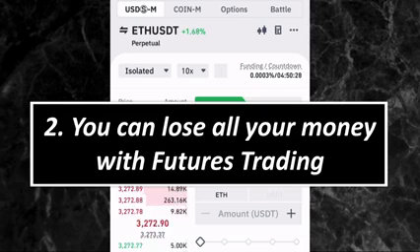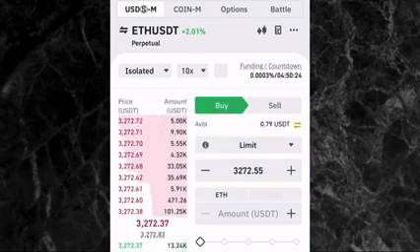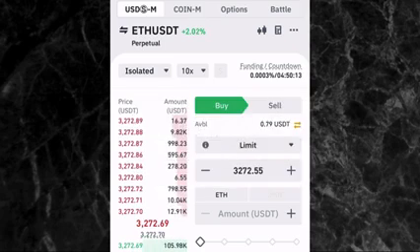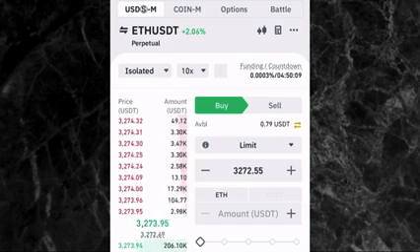And I always tell people that you need to be conversant with spot trading before you can go into futures trading. Number three is futures trading is only for experienced traders. Now what I mean by this is if you have never done any kind of trading before, any kind, don't go into futures trading yet. So these are the three important things I need you guys to know before we go into this tutorial. Now that you know these three things, let's start.